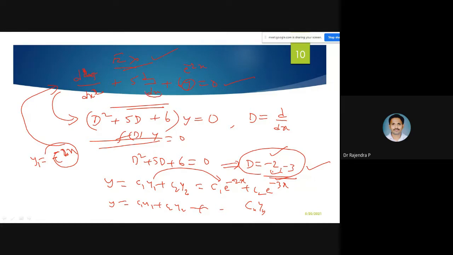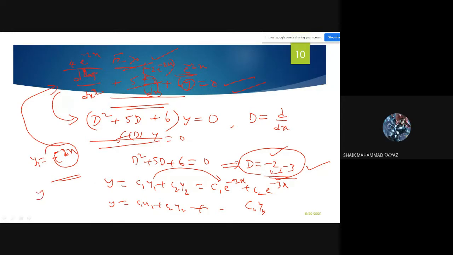Here dy by dx means the derivative of y. The derivative of e power minus 2x is minus 2 into e power minus 2x, so 5 into this one. One more time derivative gives 4 into e power minus 2x. So now this is plus 4, this is minus 10, this is plus 6. Correct? So it is going to be satisfied, isn't it? That is the reason e power minus 2x is one solution for the differential equation. Do you agree or not?